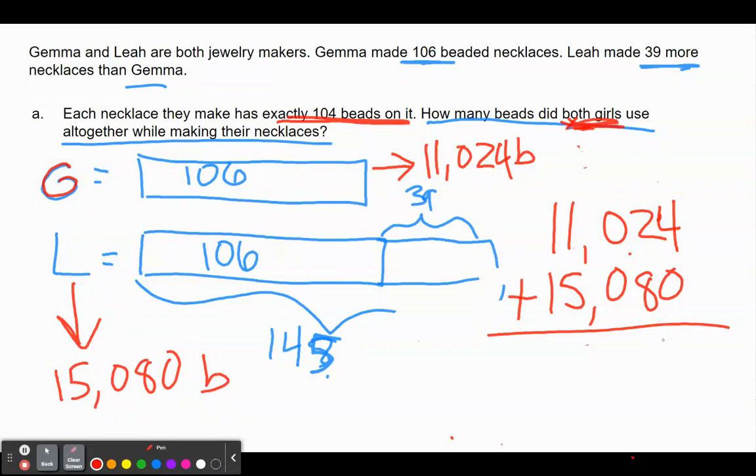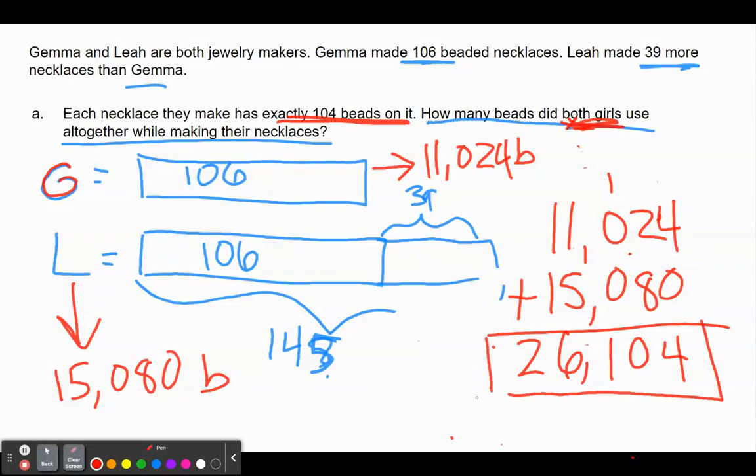So 4 plus 0 is 4. 2 plus 8 is 10. I'm going to carry that 1. 100 plus 0 hundreds is 1. 1,000 plus 5,000s is 6. And then 10,000 plus another 10,000 is 2. So altogether, they used 26,104 beads.